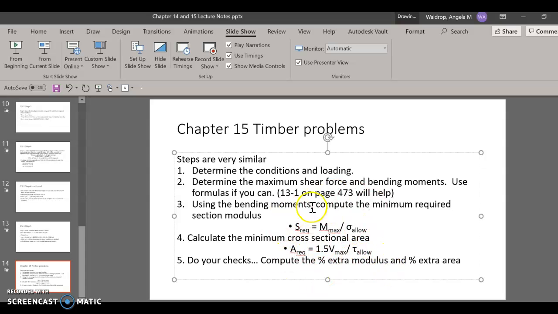If you have questions about the timber problems, go ahead and look at the examples that are given in the practice problem solutions, and the examples in the book are also excellent. That should help you figure that out as well.